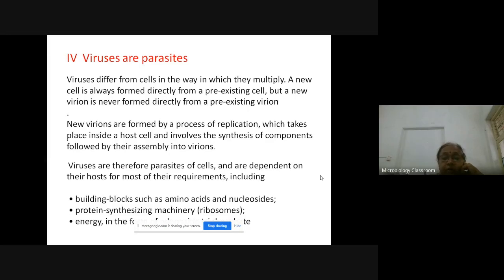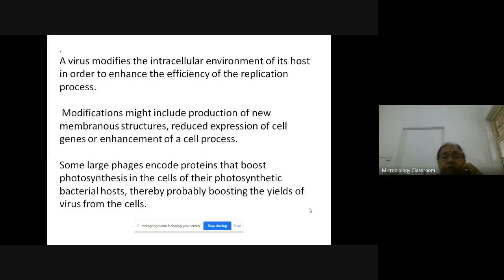So this point has already been seen, but on what components are they dependent? They are dependent on the building blocks such as amino acids, nucleosides, on the protein synthesizing machinery, and on the energy in the form of ATP or whatever form is required by the viruses. So this point we have seen, that a virus is capable of modifying the intracellular environment of the host in order to enhance the efficiency of the replication process.